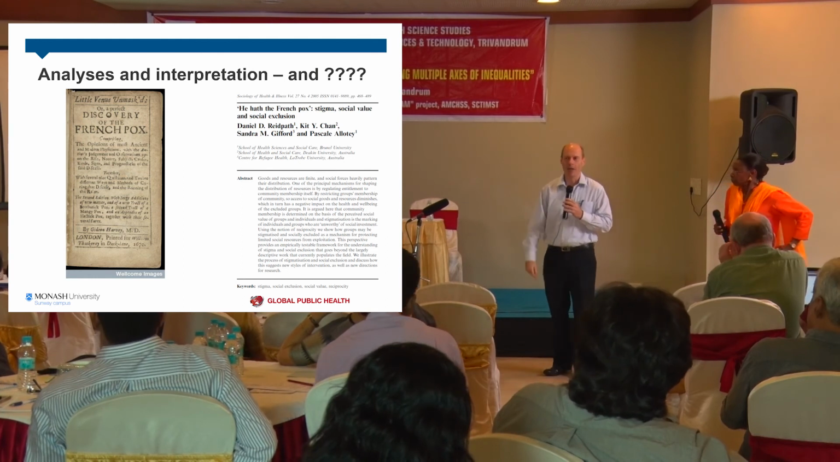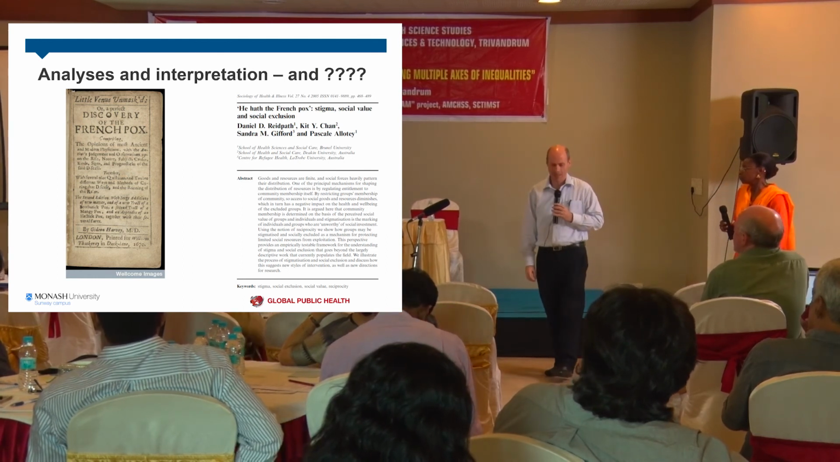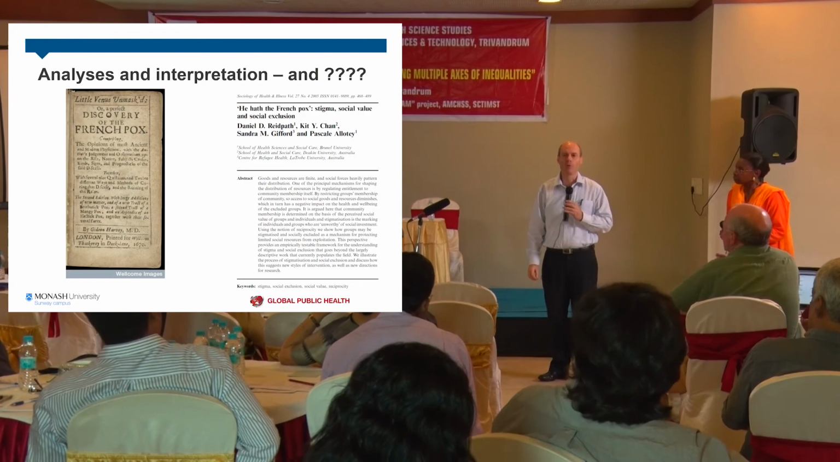And it was titled He Hath the French Pox because I had been looking at causes for libel under UK law, and there was a case in the late 1800s where someone had asserted that another person had the French pox, syphilis, and that was seen as a case for libel. And the judge had said that what was important about it was that by asserting that someone had this disease, you essentially excluded them from society. So we were interested in this process of excluding from society and how you do that.